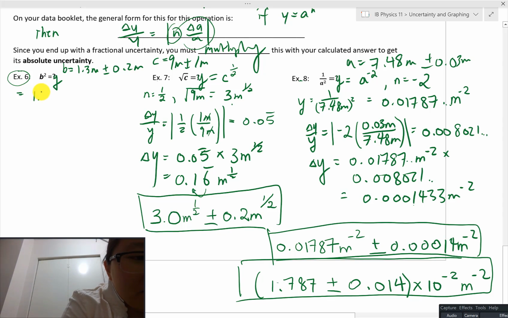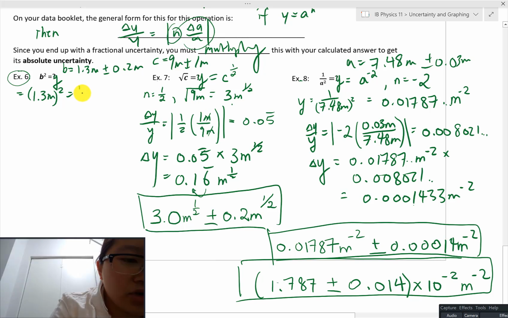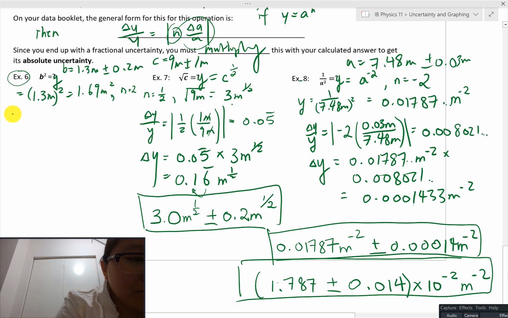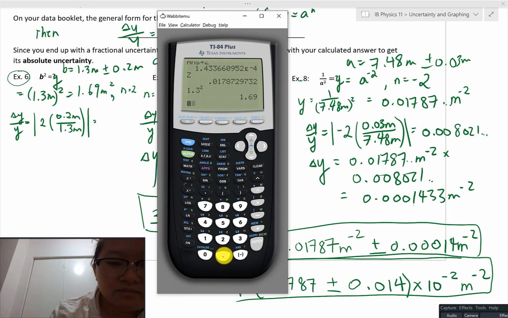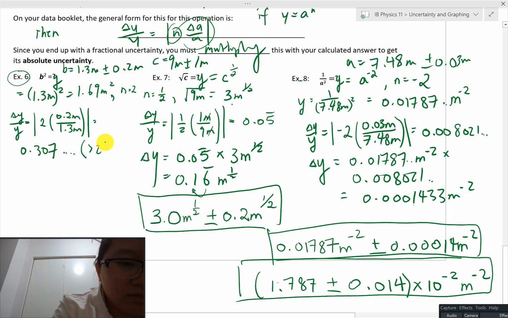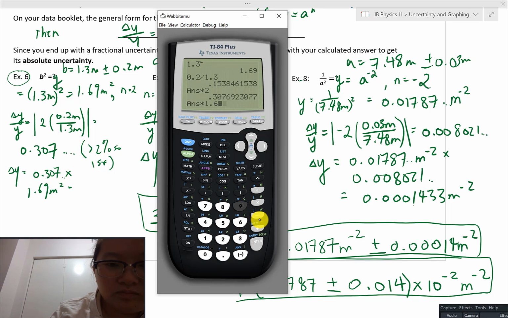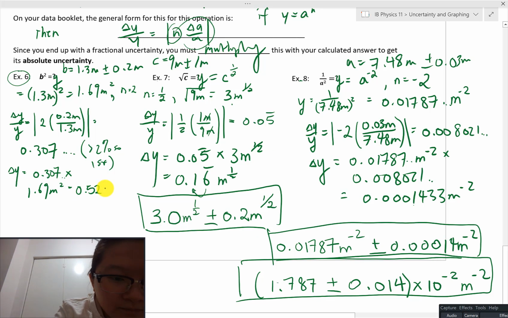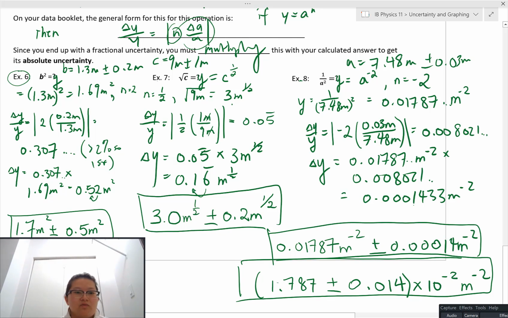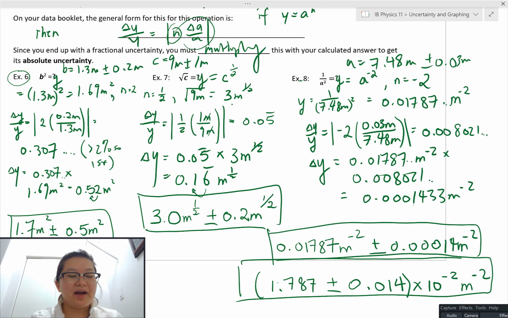First thing is we're going to try to find b squared. That was 1.3 squared equals 1.69 meters squared, with exponent 2. So finding the fractional uncertainty of our answer, we take our exponent and multiply by the fractional uncertainty of b, and that's going to give us 0.307. Since it's greater than 2% relative uncertainty, we round it to one significant figure. Then that gives us 0.52, which we round to one sig fig, 0.5, and our final answer we round to the same place value, 1.7 meters squared. Okay, so that is the answer for example 6.